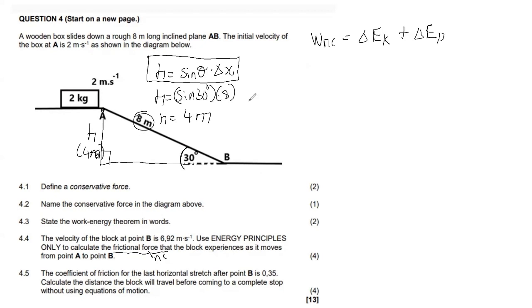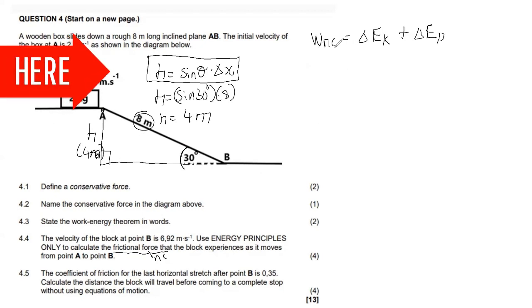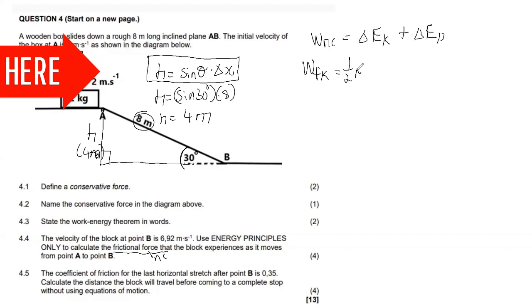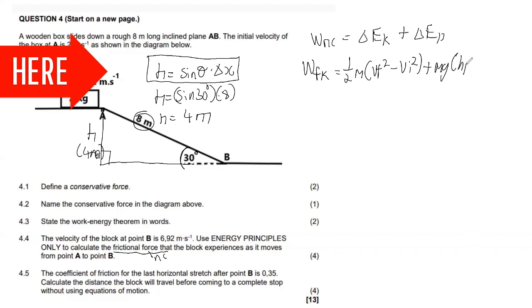So this is a necessary manipulation. Then let's continue. We can say that the only non-conservative force present here is the frictional force, because there is no tension, there is no applied force. So we will say this is work done by Fk, and then we just continue breaking down the formula. This is half m (Vf squared minus Vi squared) plus mg (height final minus height initial), right? So work done by Fk is equal to half.